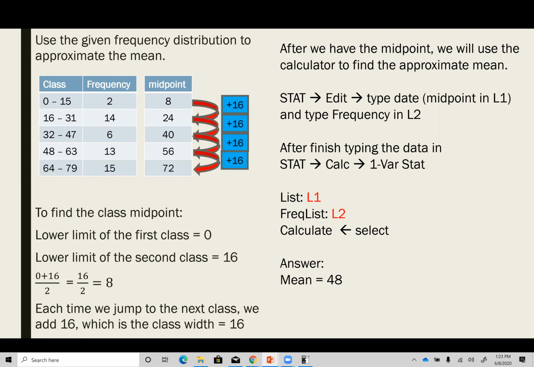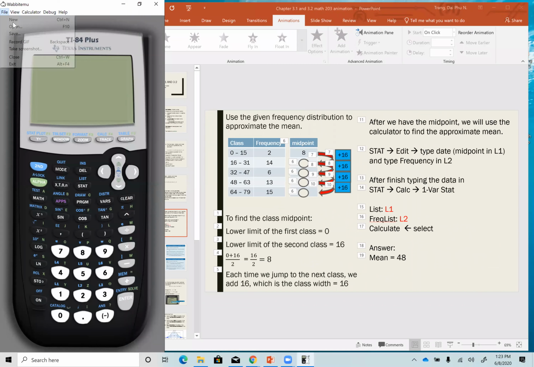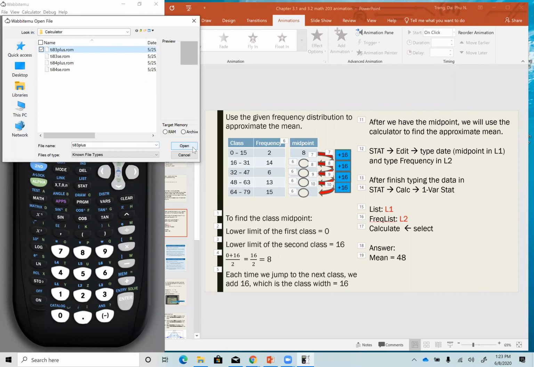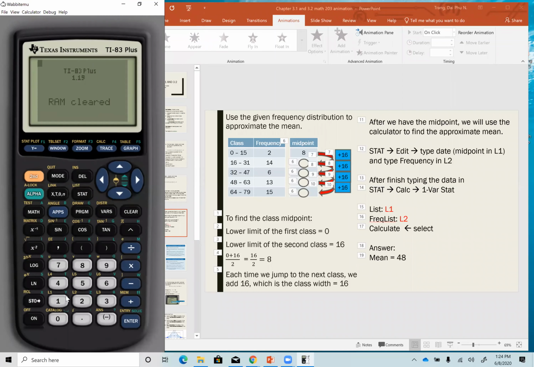Okay. So again, whoever has an 84, see if you can do that. Let me go back to the 83, because this is where the 83 is different from the 84. Whoever doesn't know how to type in your L1 and L2, it is right here on your 84. You see L1 right on top of number 1, and your L2 is on top of number 2. In order to type that, you have to hit second, number 2, and so on. So if you're using this, we know the answer is 48.